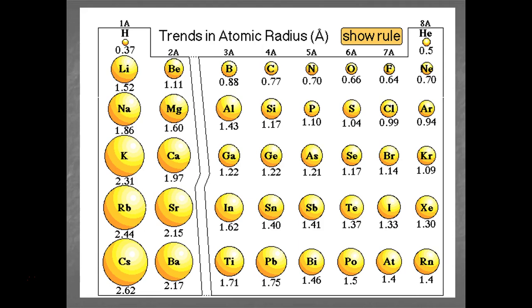This is just a general trend showing you some radii for some different things. You can see that there are some exceptions to the rules, but generally speaking, the trend is the same, okay? So as you're going down and to the left, you're getting really, really big.